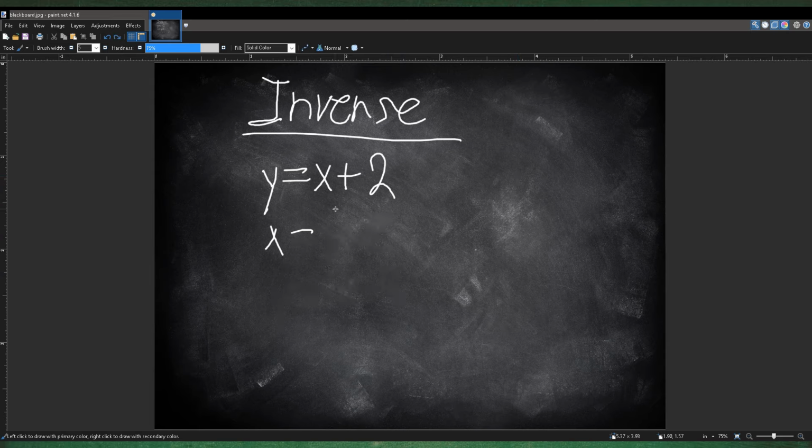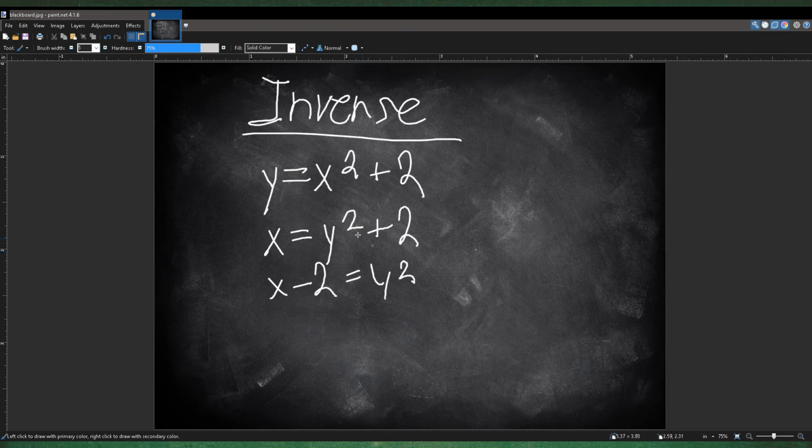If you have something like, let's say a quadratic, y is x squared plus 2, then you have to inverse this. You have x is equal to y squared plus 2, and then you minus 2 to get x minus 2 equals y squared, and then you square root, so the square root of x minus 2 is equal to y.